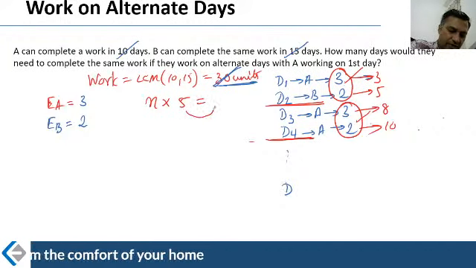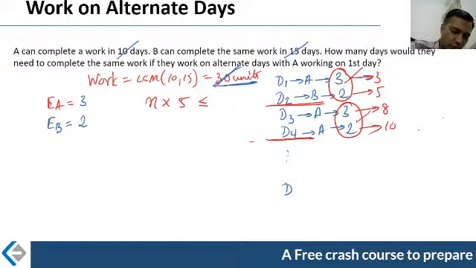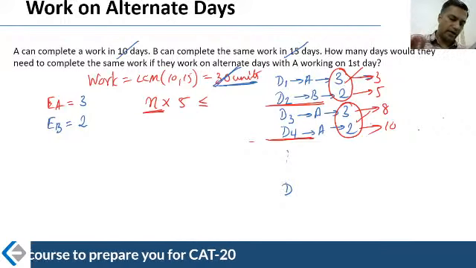If 5 divides that number, write it as equal, or you are supposed to write less than or equal to. Why? Because the pair of days cannot be a fraction. N is the pair of days. That has to be a whole number. I'll come to that point. Don't worry, keep that in mind.